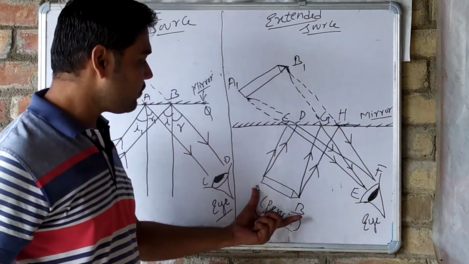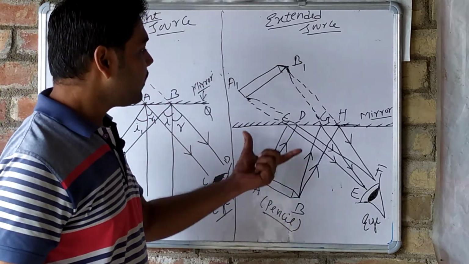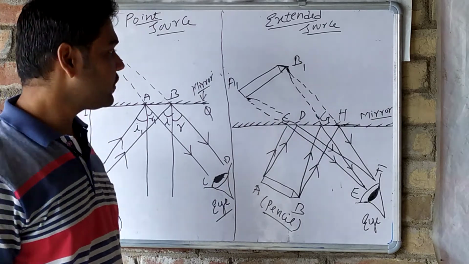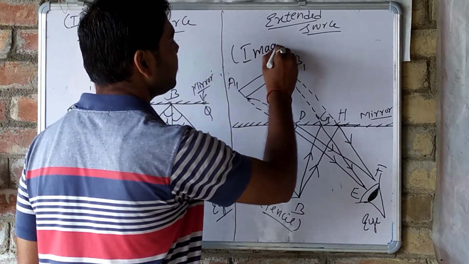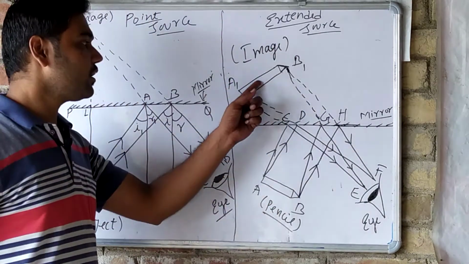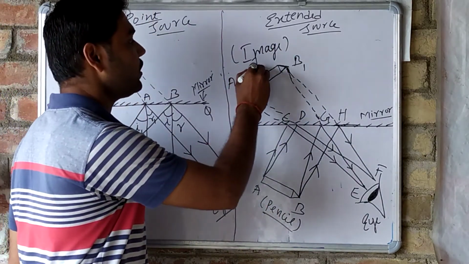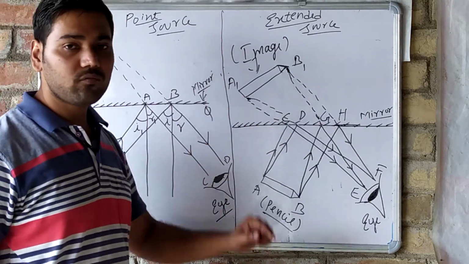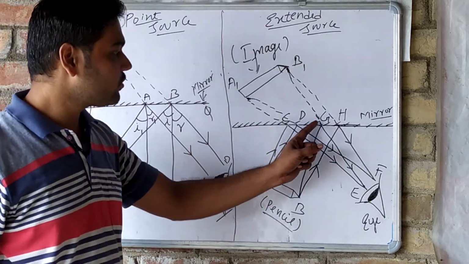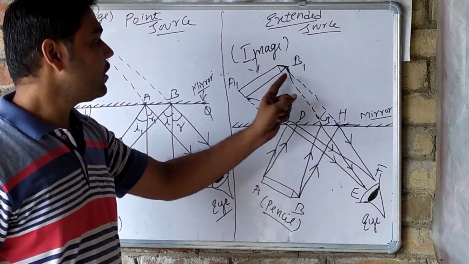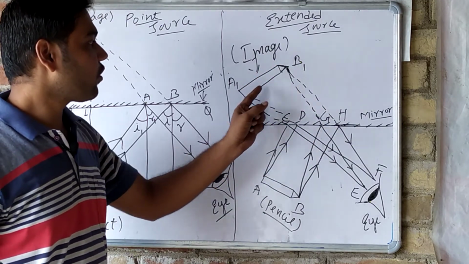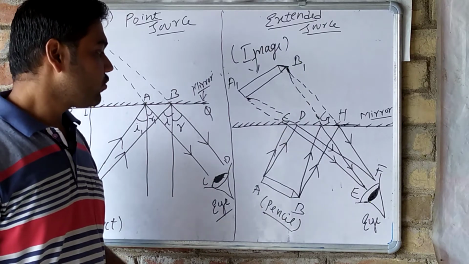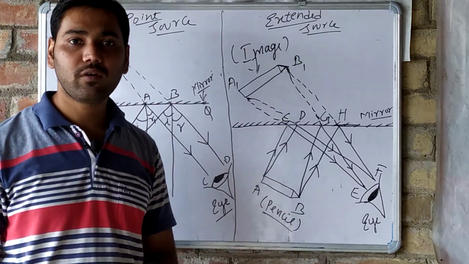We will see the image of this pencil in front of the mirror. We will see the image of the pencil in front of the mirror. Image is A1 B1. This is the image. Okay, image of the pencil. Okay, in front of the mirror we will see. How will we see? Because these rays of light, when we produce them further, we will see that the image is forming over here. Okay, so this is the extended source of light.